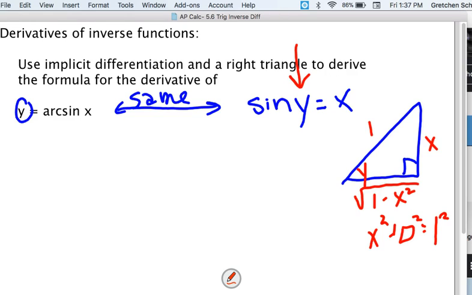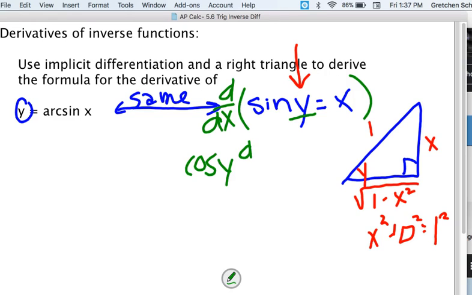What's the derivative of sine? Cosine. So the derivative of this, because in the end, we need to differentiate this. So the derivative is cosine of whatever's on the inside. Implicit means we're going to have a chain rule. We always are going to differentiate with respect to x. So when this is a y, chain rule says, what's the derivative of y? dy dx.